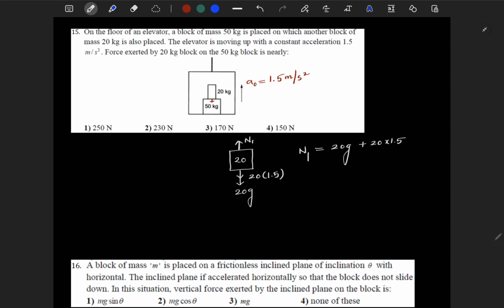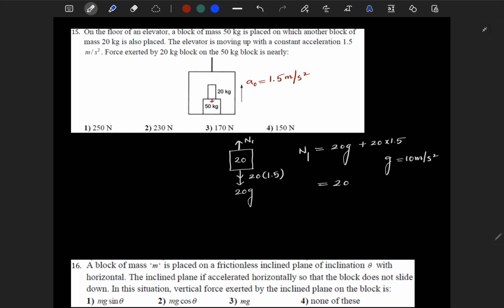Since the answers are all round figures, with 0 at the end, we can take g equal to 10. Otherwise I would have taken 9.8. However, it is not mentioned in the question. If it is not mentioned, you are supposed to take 9.8, right? But here the answers are in round figures. So we'll take g as 10.